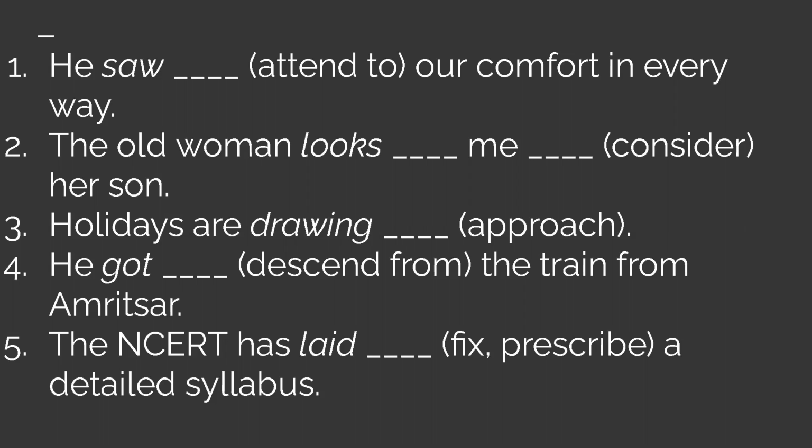Can it be like this also? The old woman looks upon me as a son. Here, can it be on or upon? No, it will be only on. It will not be upon. The reason being, when you look upon something, you are expecting someone or something from that thing, and look on means to treat at an equal level.